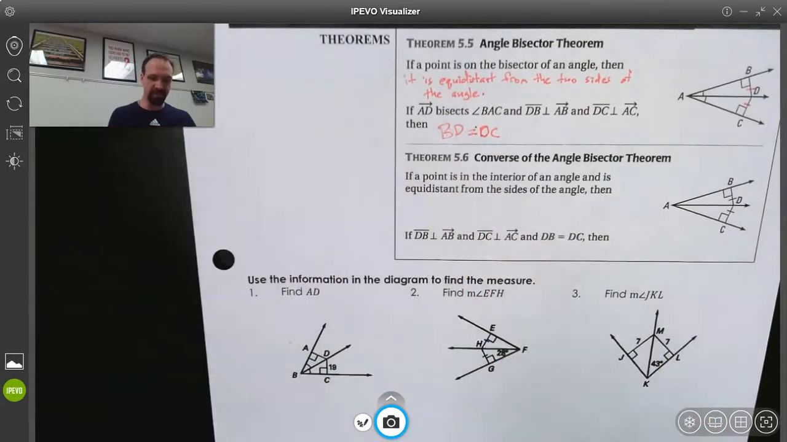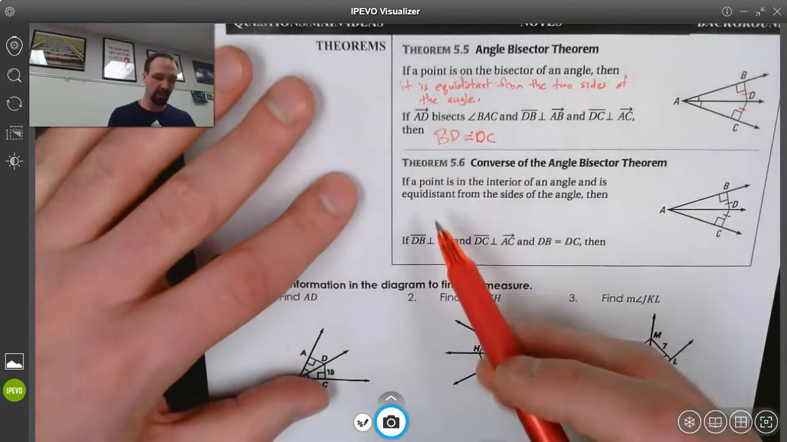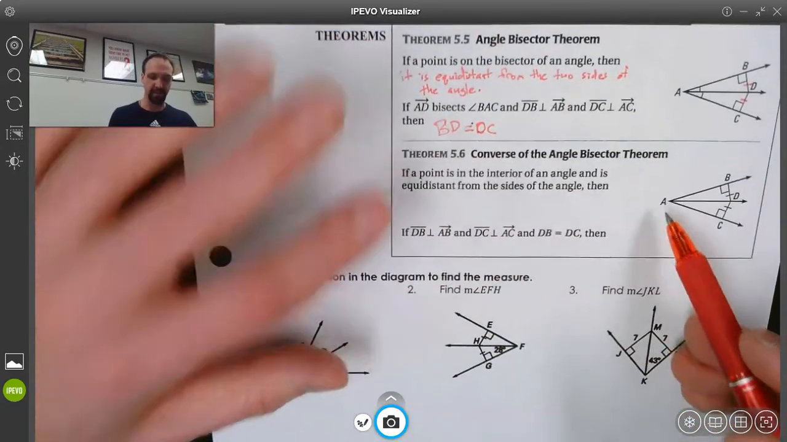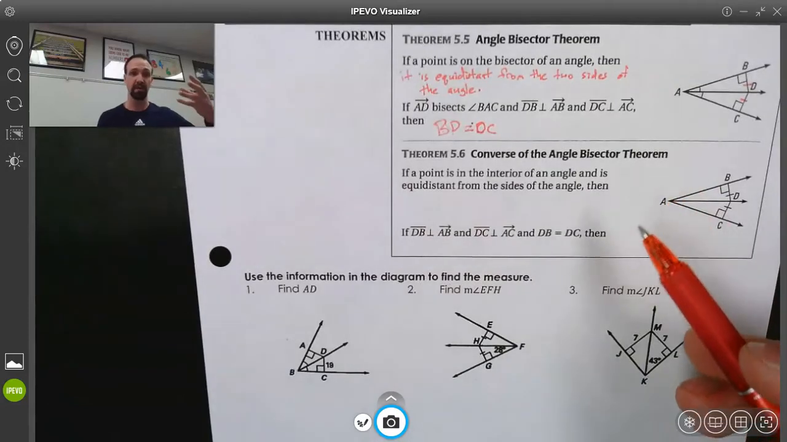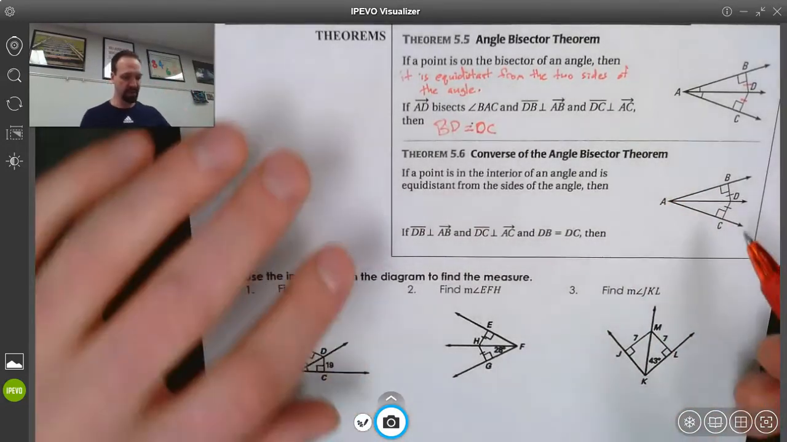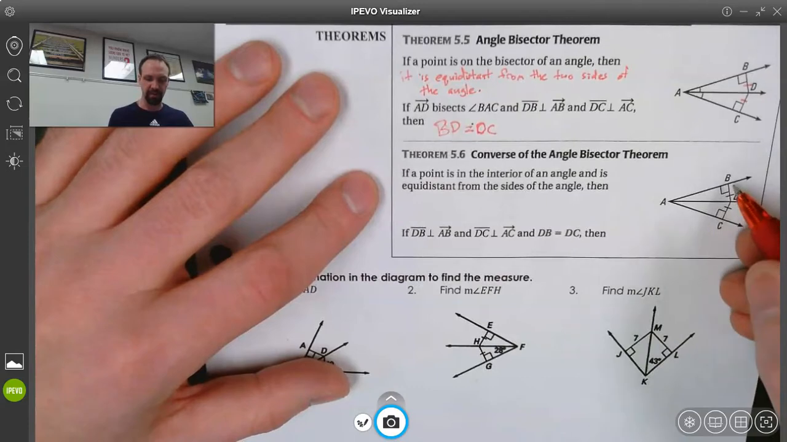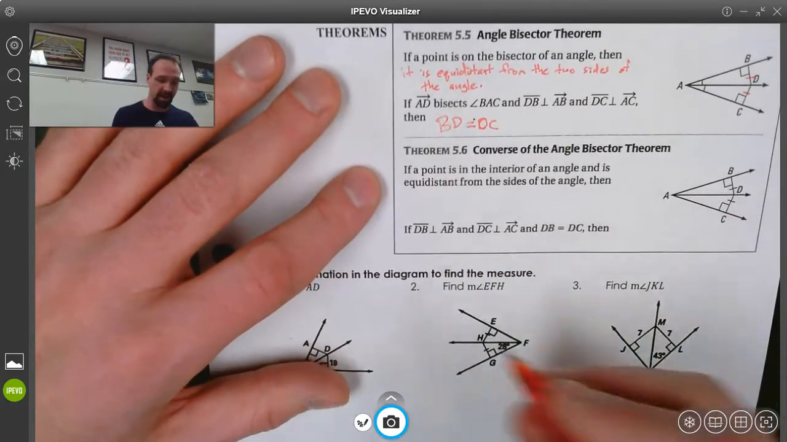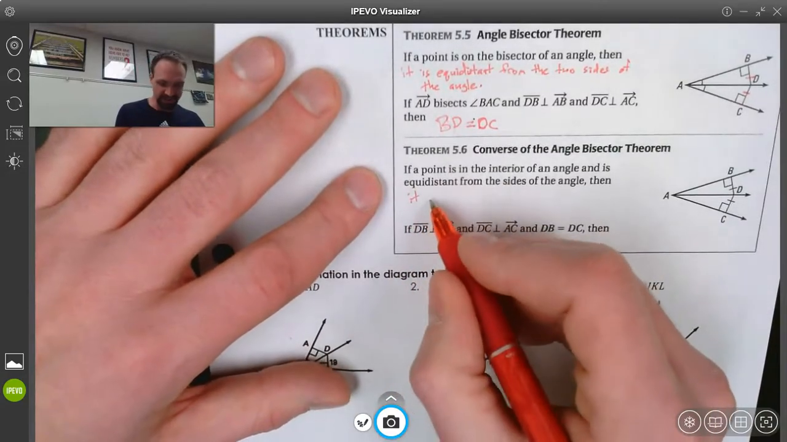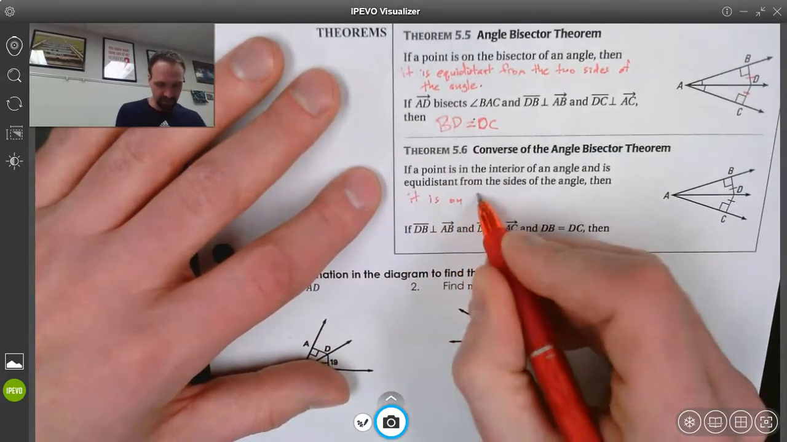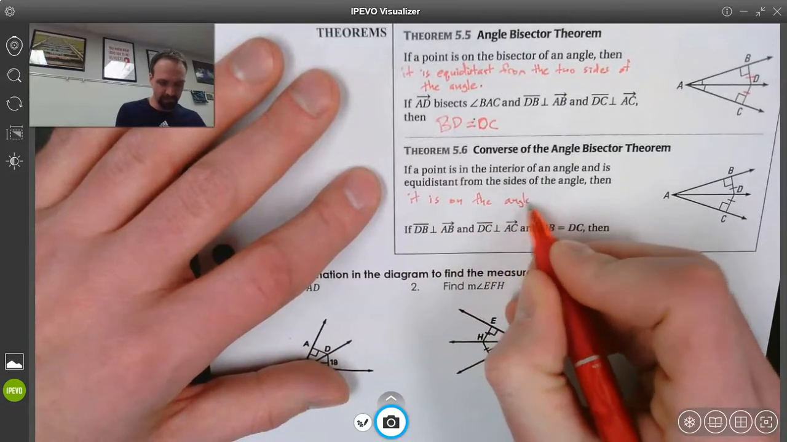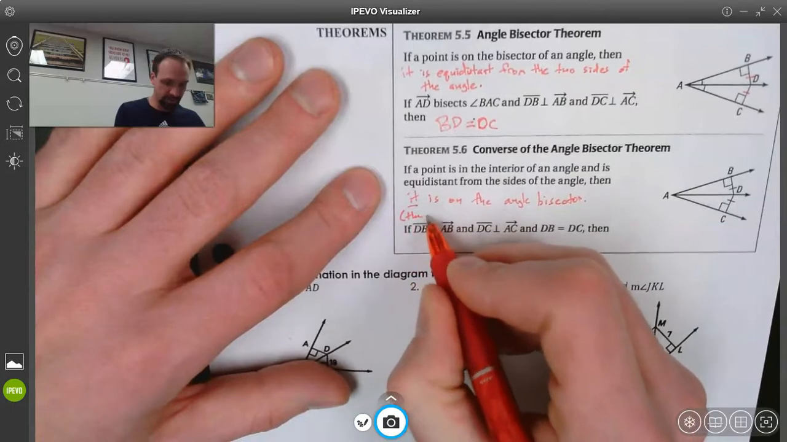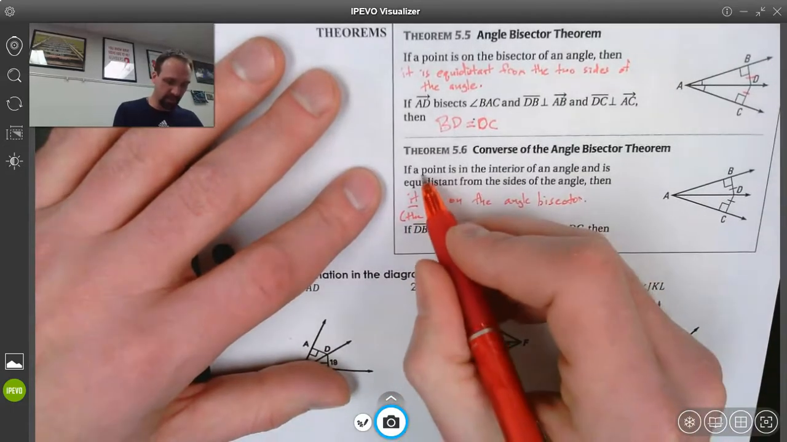If a point, and we go the other way around as well. So what we're talking about is if a point in the interior of an angle is equidistant from the sides of the angle. Remember, the converse is when you just flip your hypothesis and conclusion. So here we're just flipping our two statements. These two segments are equidistant, and since they're equidistant, it lies on the angle bisector. So the point, that part right there.